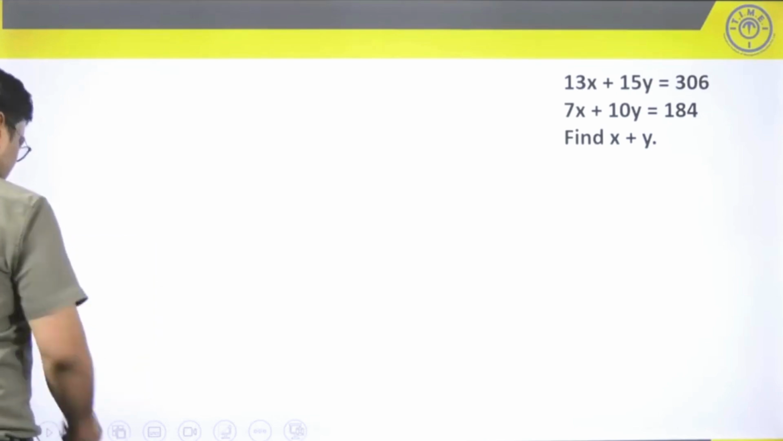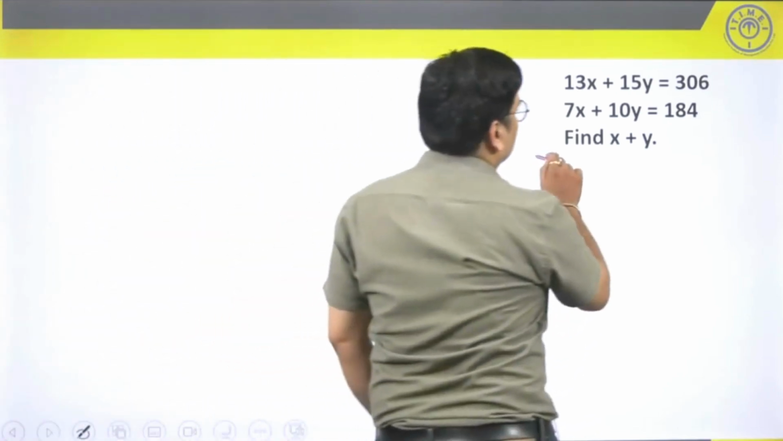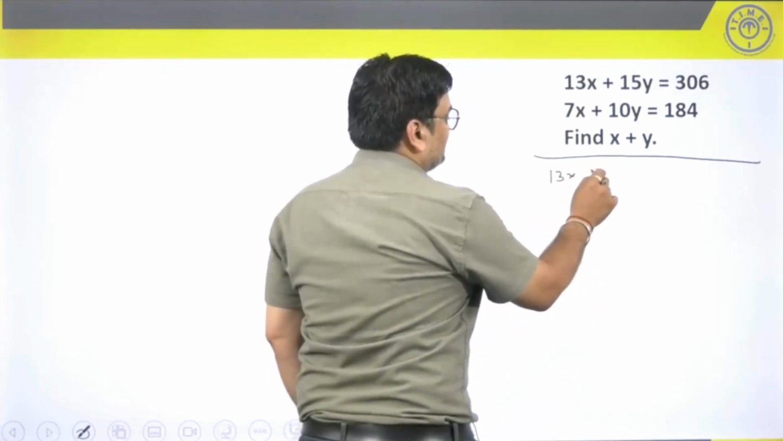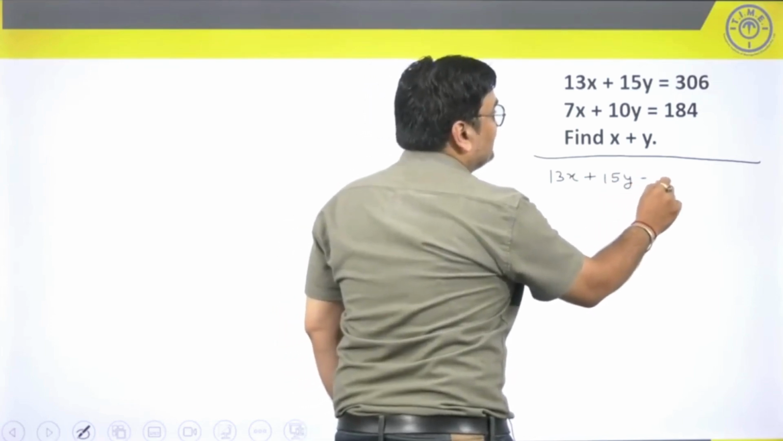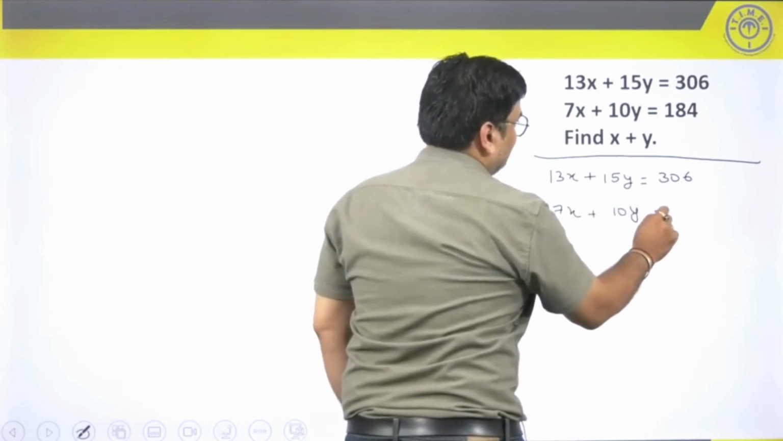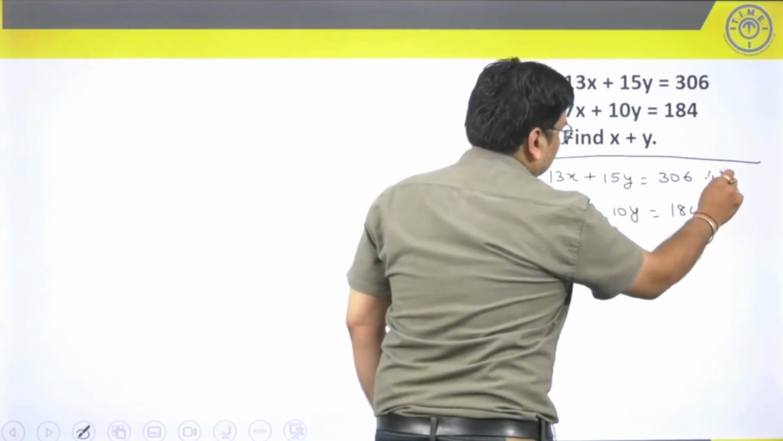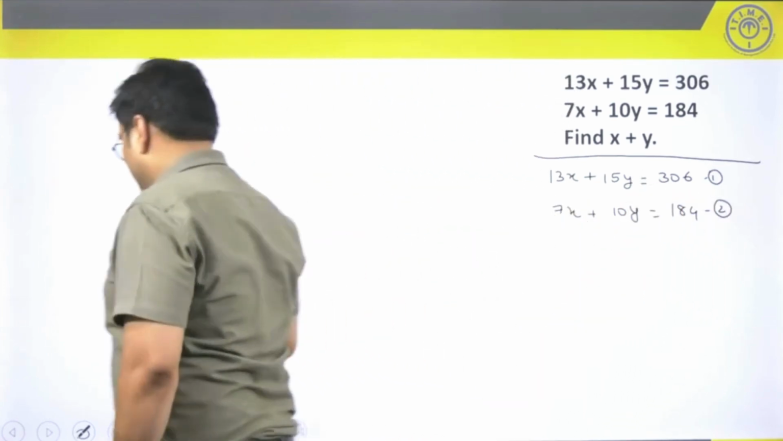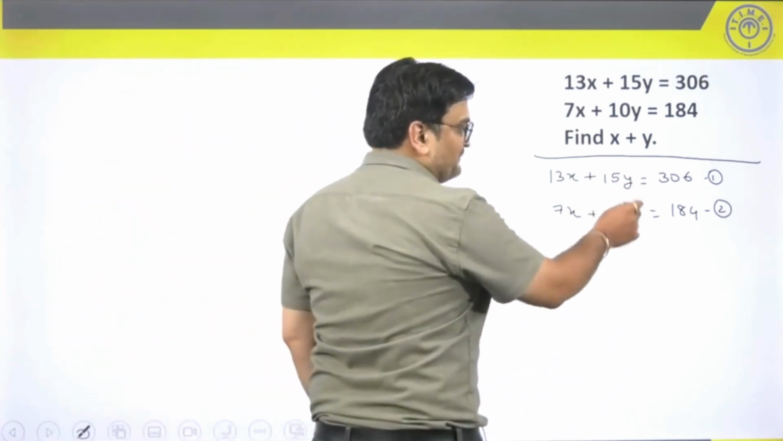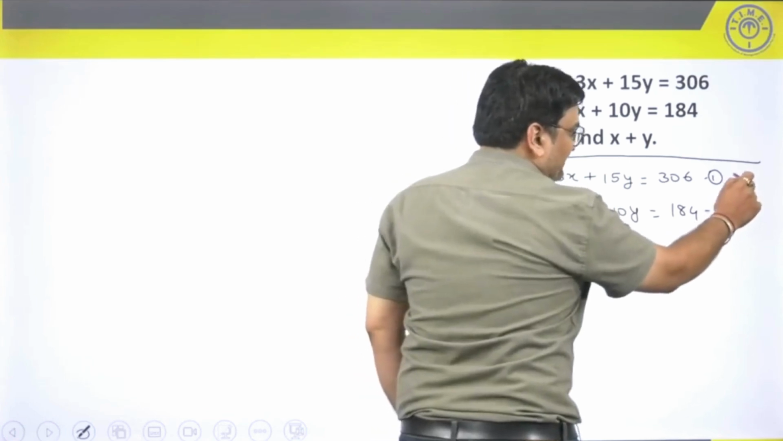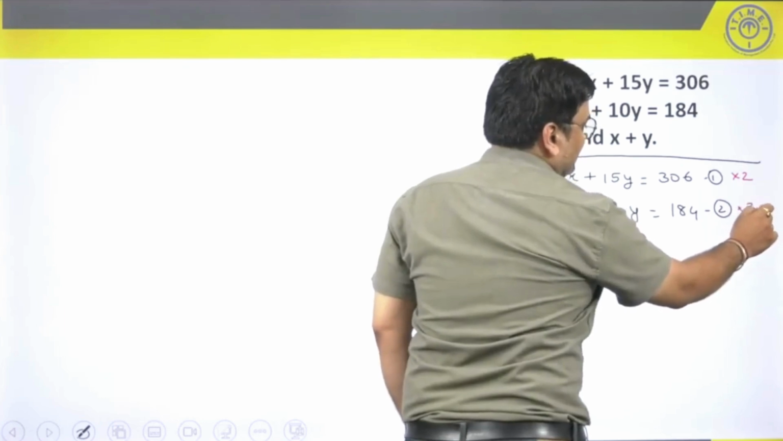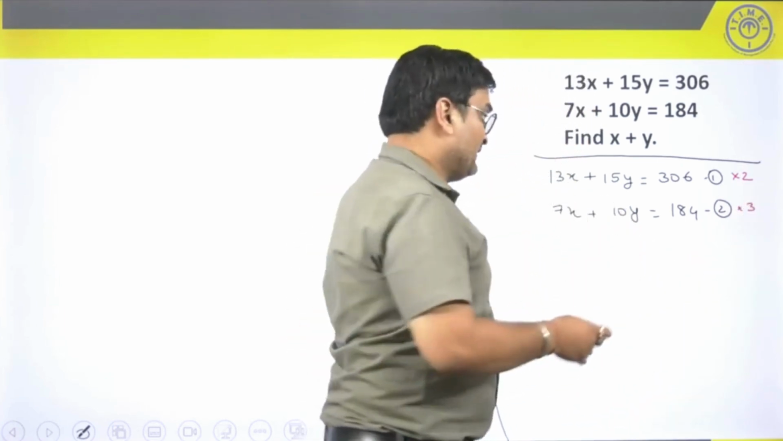Observe, he says 13x plus 15y is equal to 306. Let me just rewrite the equation again. The usual process of solving a simultaneous equation is to eliminate one of the variables. Over here it will be easier to eliminate the variable y, because the coefficients of y are multiples of 5 on both sides. So let's multiply the first equation by 2 so that the coefficient of y becomes 30, multiply the second equation by 3 so that the coefficient of y again becomes 30, and now subtract.